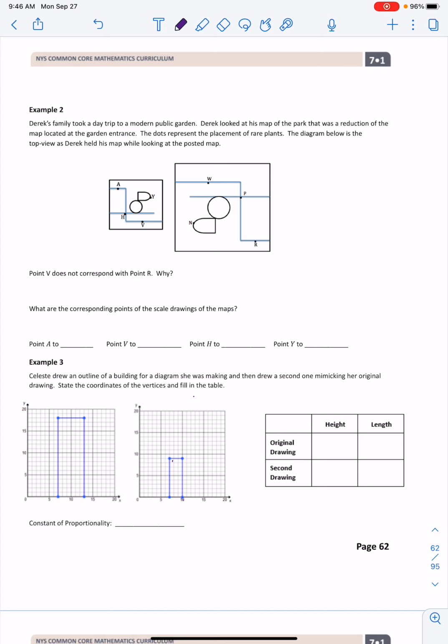So now, it says Derek's family took a day trip to a modern public garden. Derek looked at his map of the park. That was a reduction of the map located at the garden entrance. The dots represent the placement of rare plants. The diagram below is the top view as Derek held his map while looking at the posted map. Point V does not correspond with point R. Why? The map is upside down.